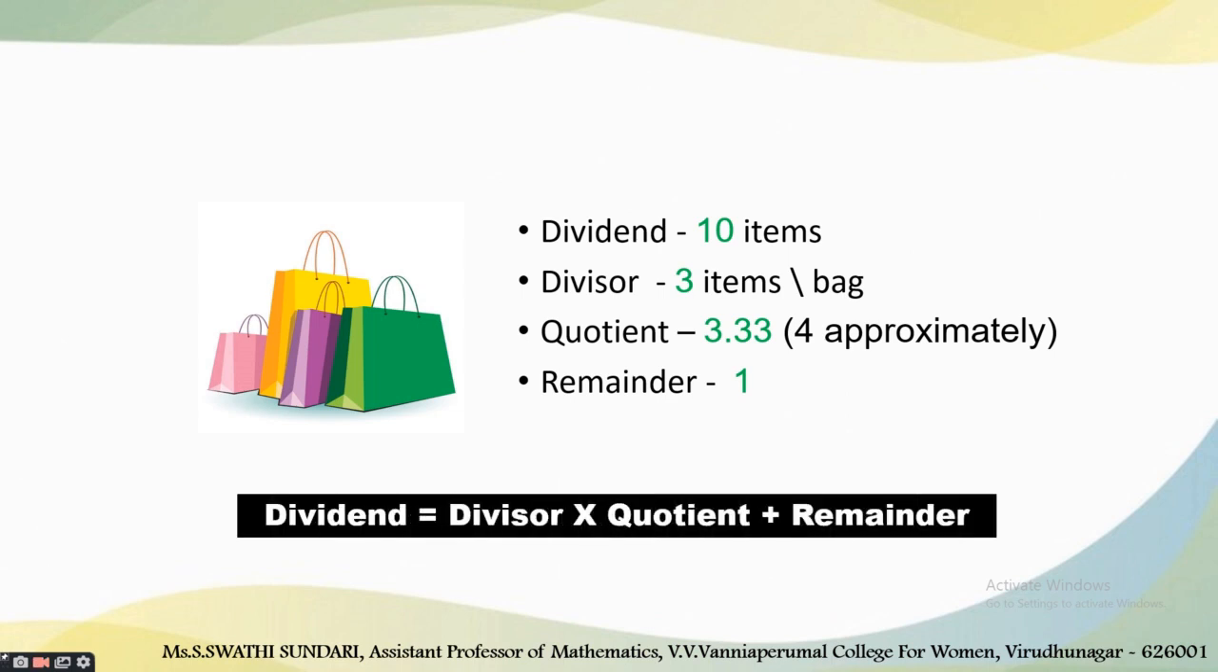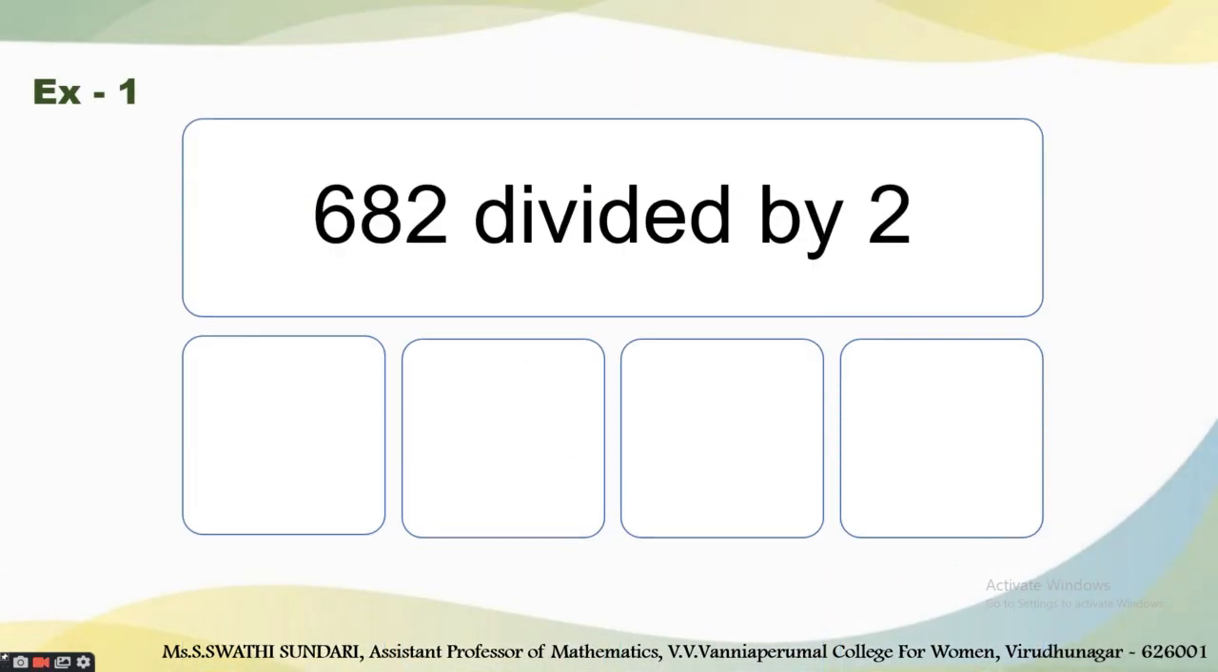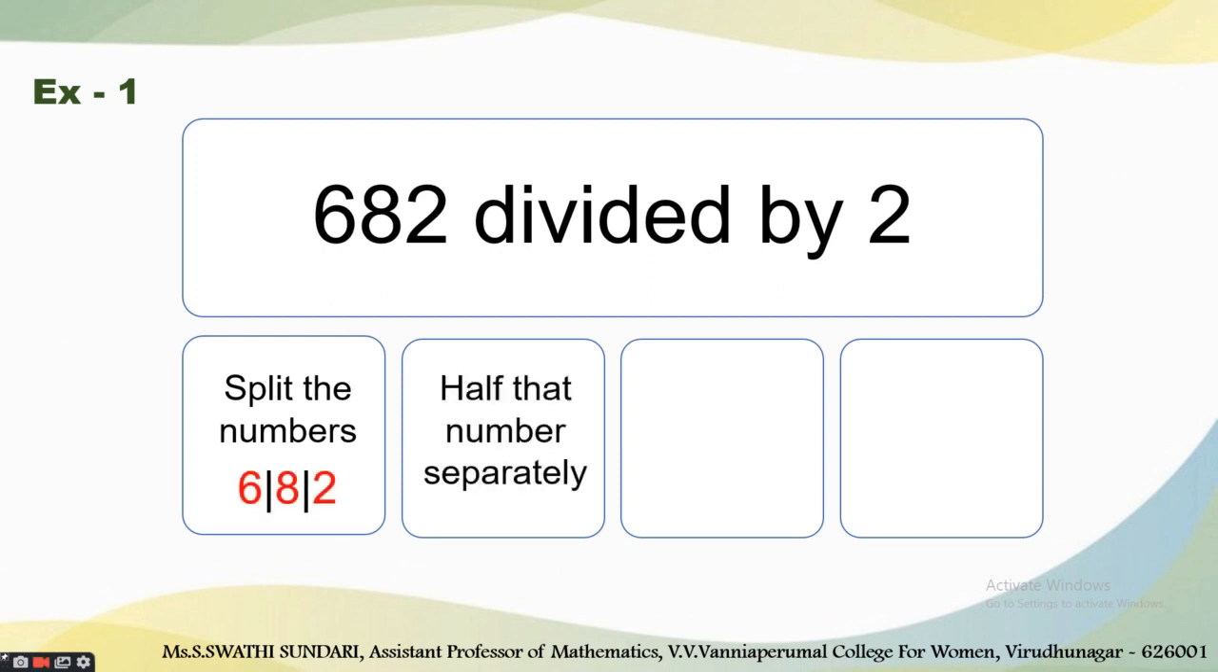And now we're going to divide numbers by using the special Vedic method, namely the number splitting method, through examples. For example, 682 divided by 2. Here the dividend is 682 and the divisor is 2. First, we split the dividend as 6, 8 and 2. Halving each number separately, we get 3, 4 and 1. So, the quotient is 341.